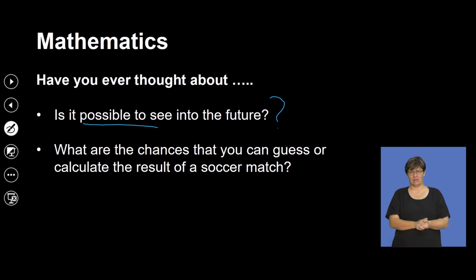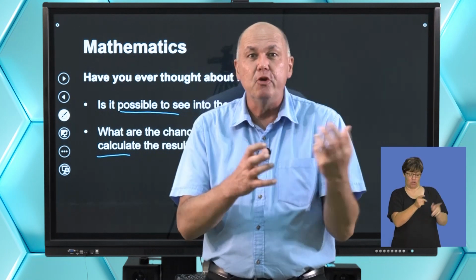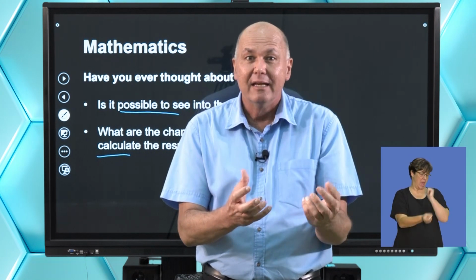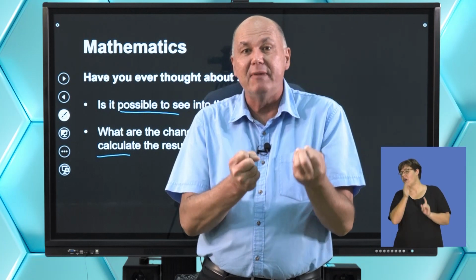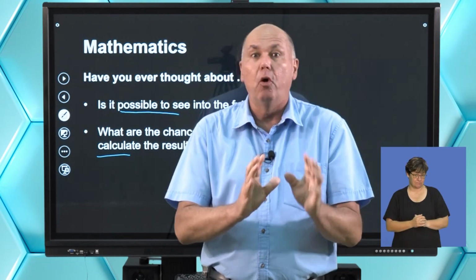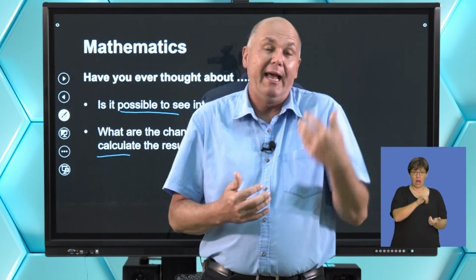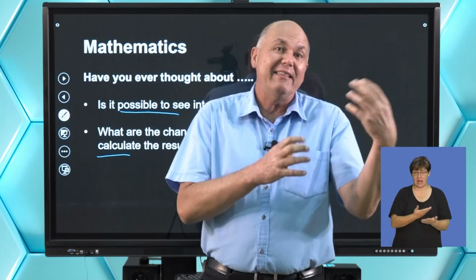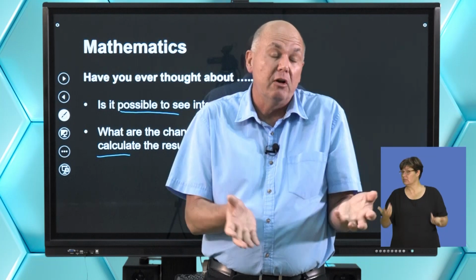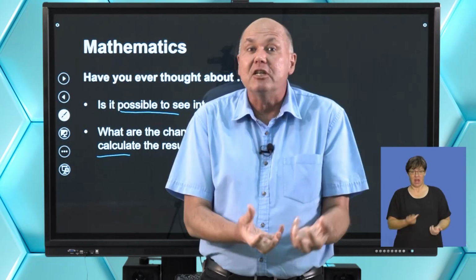But what are the chances that you can guess or calculate the result of a soccer match? Well, if it's a certain soccer team, maybe you can look at what has happened in the past and from that try and make an estimation and predict what might the result be. But of course, there are always surprises and upsets, and even the team that wears yellow and black can lose sometimes, or that other team that wears red can also lose sometimes. But you never know what's going to happen until it actually happens.